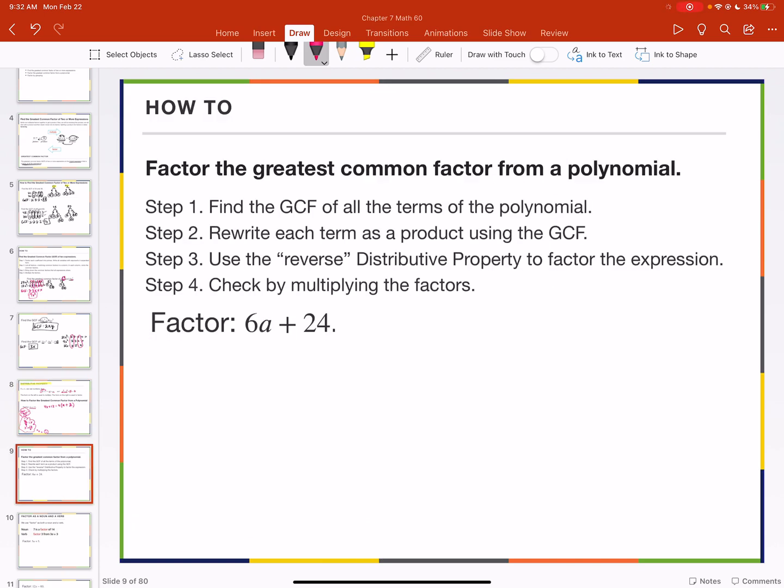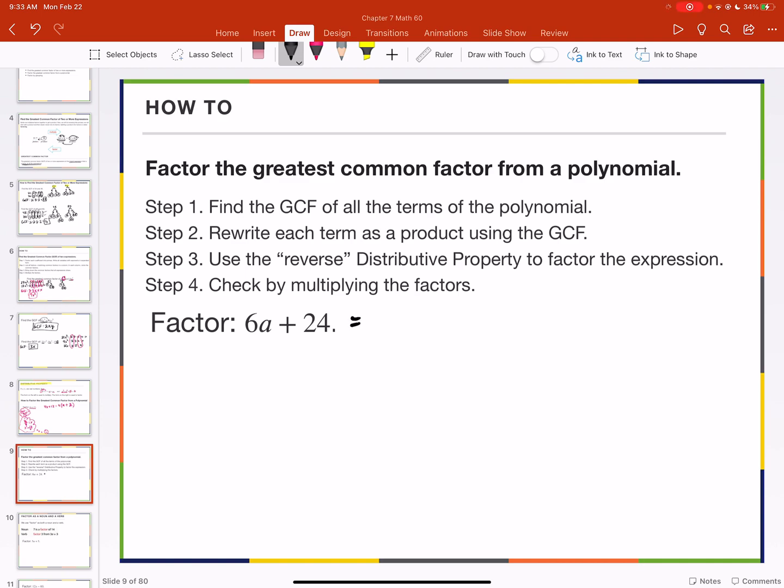So we can find the GCF for all terms. It's just to restate this: rewrite each term as a product. You can do that, and then you could skip step 2, but some people like to write step 2. You can use the reverse distribution property, and then we check by multiplying the factors. I usually don't check, but you can. It's not a bad habit.